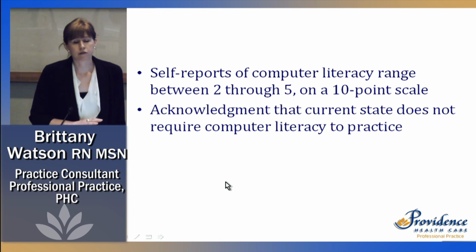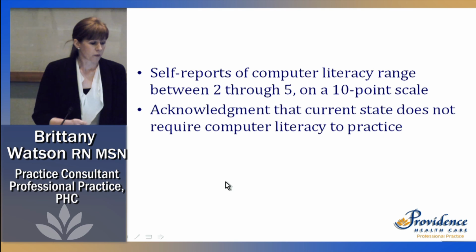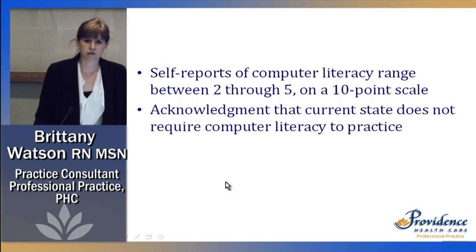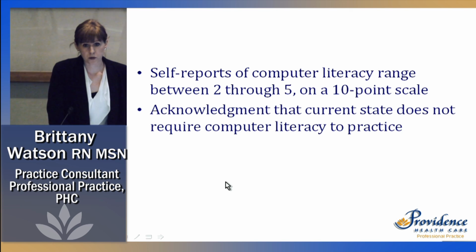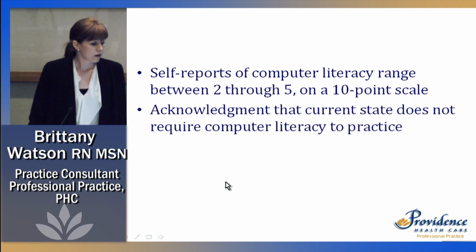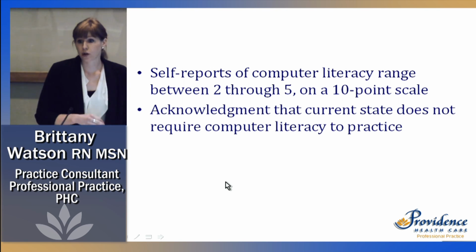Further to that, and this is all very anecdotal data that we gathered, so I'm not saying that this is 100% accurate, but it's meant to bring awareness to our current state. Nurses would rate themselves anywhere between 2 and 5 on a scale of 10, with 0 being I do not feel comfortable using a computer, and 10 being I feel very comfortable using a computer. It's interesting that nurses are recognizing some of their own inadequacies with working on a computer. And finally, I'll reiterate that our current system does not require a nurse to know how to use a computer.